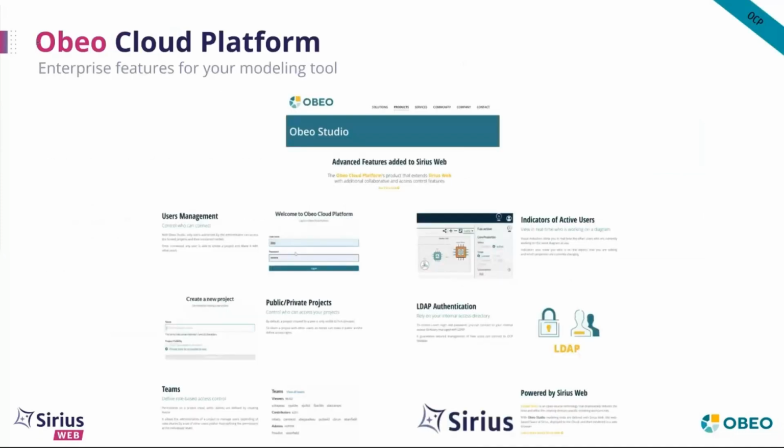In addition to the Sirius Web open source project, we provide the Obeo Cloud Platform and the Obeo Studio product for creating collaborative graphical modeling solutions accessible through a web browser. Obeo Studio is developed as an open core product based on Sirius Web. It encompasses enterprise-grade features and can be deployed on public, private clouds, or even on-premise environments with support and upgrade guarantees included.